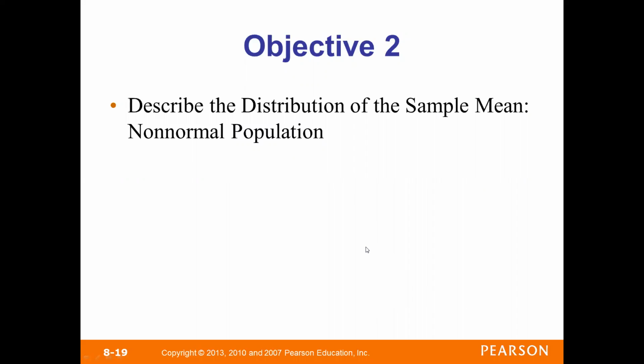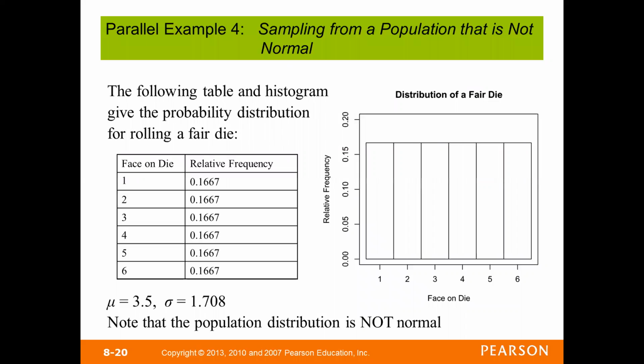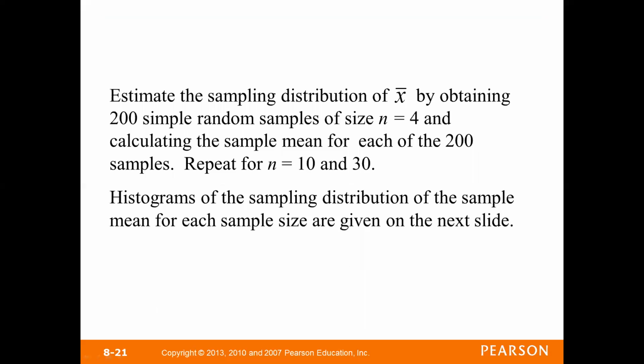Now let's look at what happens if the distribution of the sample mean is non-normal. Let's take, for example, the discrete distribution where we roll a fair six-sided die. The average value of that is 3.5, and the standard deviation is 1.708. Because this is a discrete uniform distribution, where each value is equally likely, my histogram is certainly not bell-shaped. But what happens as we start taking random samples?